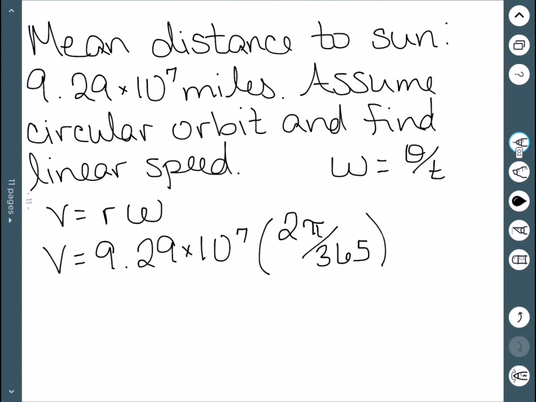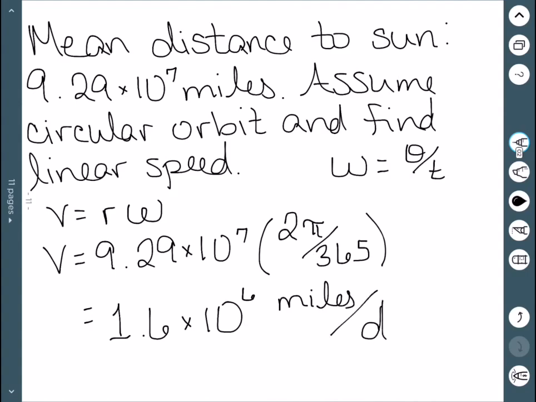So now we just need to multiply this out. And when we do, we get that it is approximately 1.6 times 10 to the 6th. This is miles, and our angular speed was given in days. So the Earth travels 1.6 times 10 to the 6th miles every day. This is our speed.